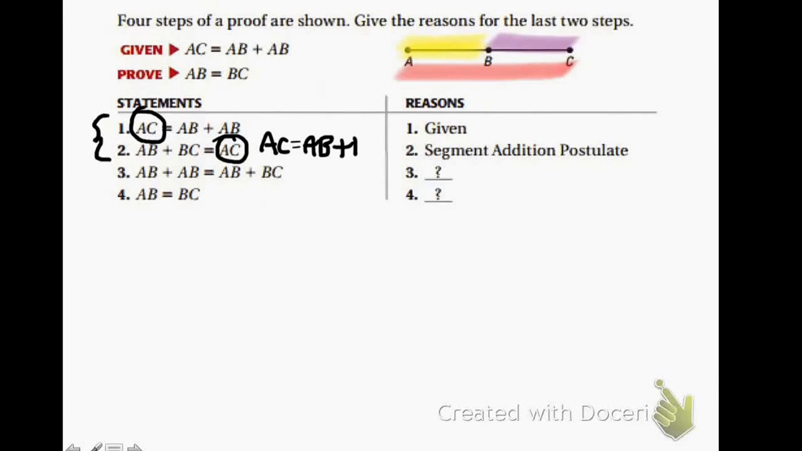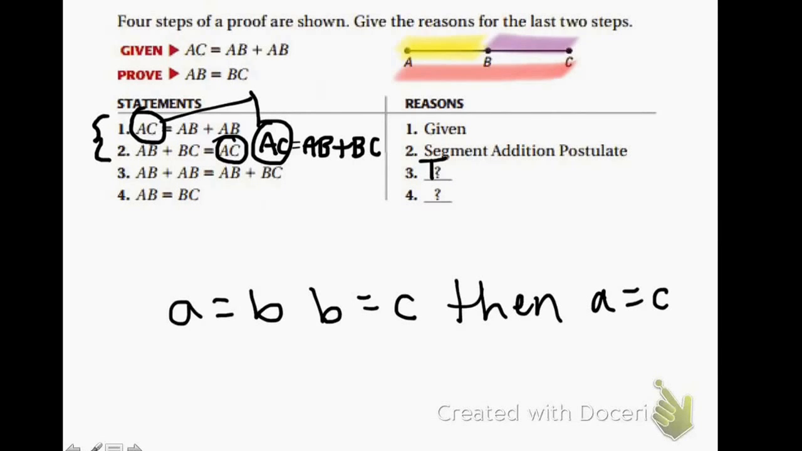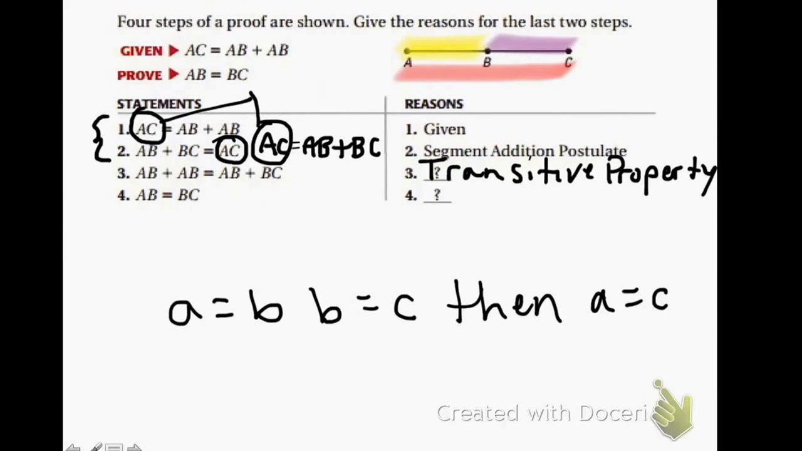And we've got the two ACs here equal to two different things. So we can set those two different things equal to each other. That's that same one that said if A equals B and B equals C, then A equals C. We're now starting to see the transitive property in action. Okay, so anytime you have the same thing, AC, equal to two different things, AB plus AB and AB plus BC, then you know those two different things must be equal to each other.